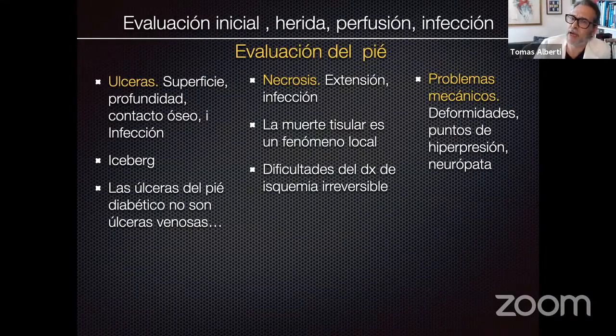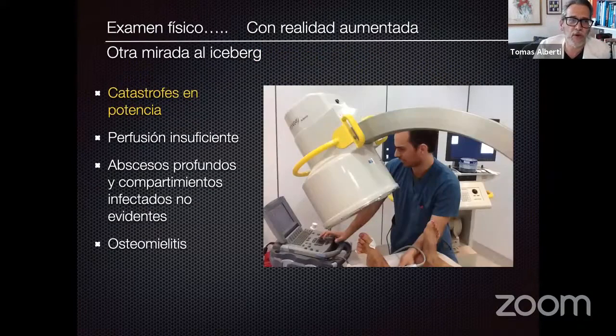También nos interesan los problemas mecánicos, si existen deformidades, puntos de hiperpresión, neuropatía que agraven esto. Entonces, el examen físico debe hacerse, nosotros pensamos, con realidad aumentada, es decir, con máquinas de eco y con máquinas de rayos X para ver si existen osteomielitis, abscesos profundos, perfusión insuficiente, que son las catástrofes en potencia que tenemos aquí. Uno de los principales elementos de error en un esquema de tratamiento del pie diabético es el error diagnóstico inicial.